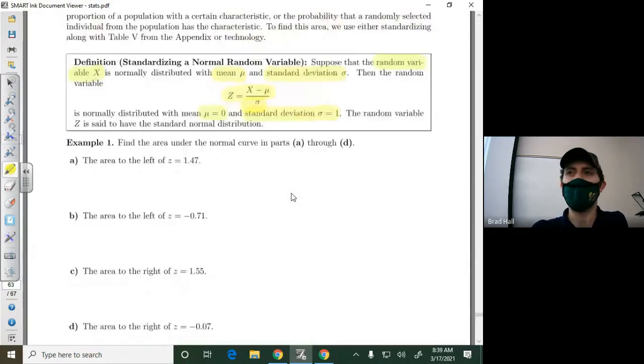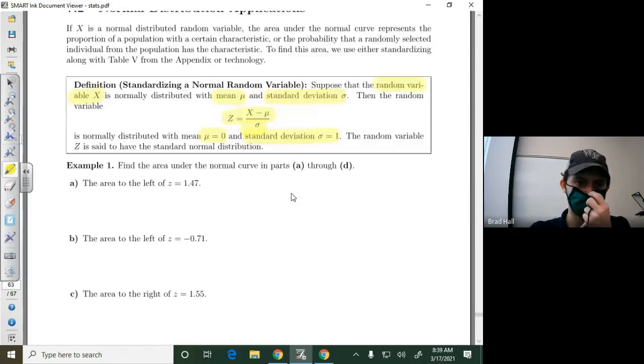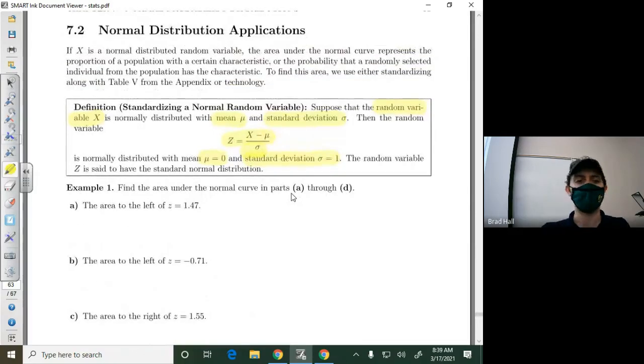Okay, so let's figure out how to use that table, because when I first saw it, I thought it was very intimidating. So let's just talk through how to use it. In example 1, we are already under the assumption that we have a standardized normal curve. So basically, they're already saying you can use the table for free.